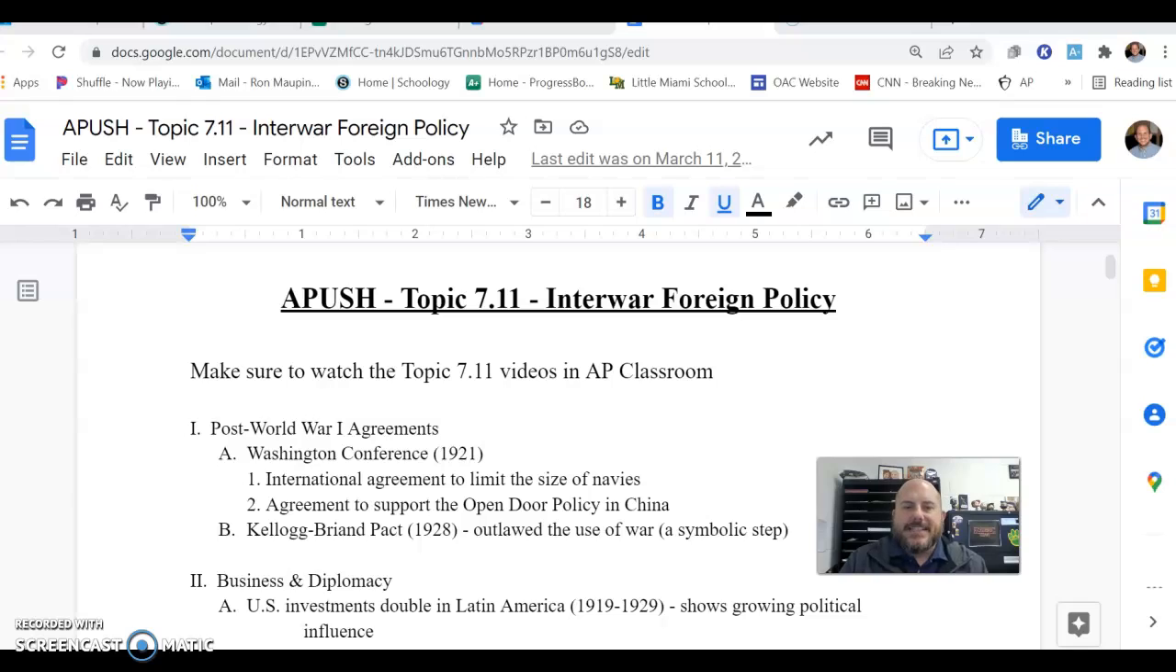Today we're taking a look at topic 7.11, interwar foreign policy. What we're talking about here is kind of bridging the gap from the end of World War I to the start of World War II in terms of American foreign policy. And World War I is going to have a tremendous influence on what America's foreign policy will be moving into the 1920s and into the 1930s.